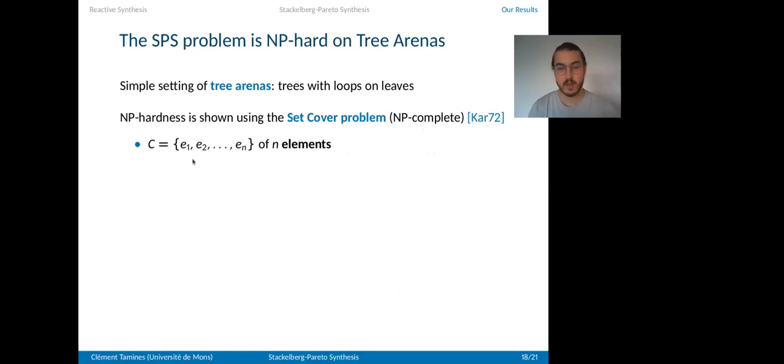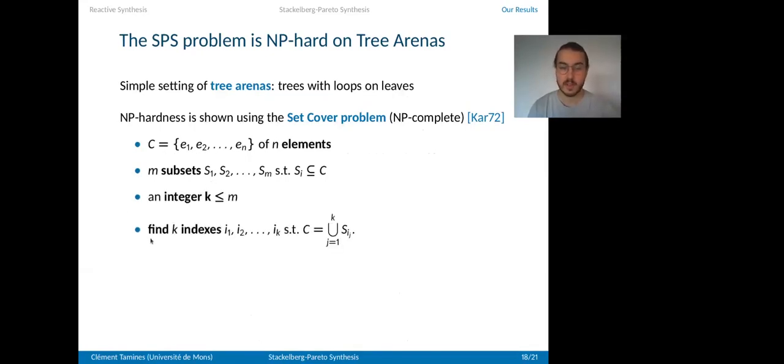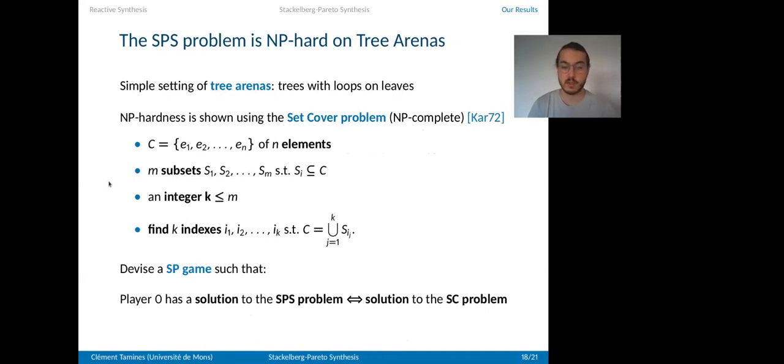So we have a set of n elements, we have m subsets of elements, we have an integer k, and the goal is to find k indexes such that the union of the corresponding sets completely covers the set of elements. The goal is to devise a reachability Stackelberg Pareto game such that player 0 has a solution to the SPS problem in this game if and only if there exists a solution to the set cover problem.